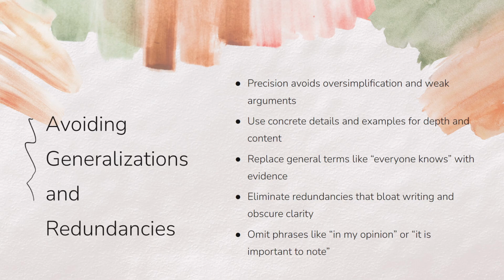Redundancies occur when you repeat information needlessly. They bloat your writing and obscure clarity. For impactful writing, avoid using synonyms together, such as close proximity. Opt for one term that best conveys your message. Also, skip phrases like, in my opinion, or it is important to note, as they don't add new meaning. Remember that mastering clarity and precision is about trimming excess while magnifying impact.